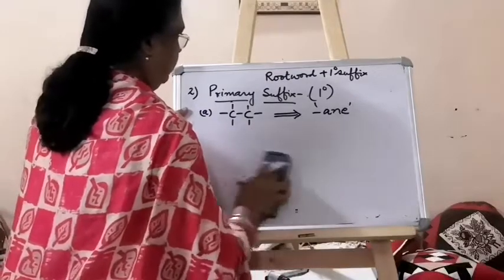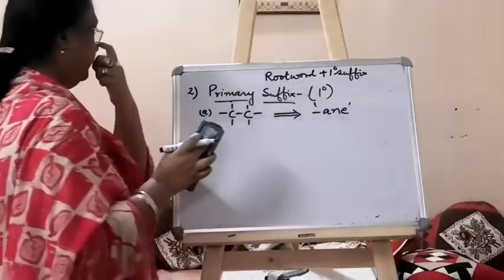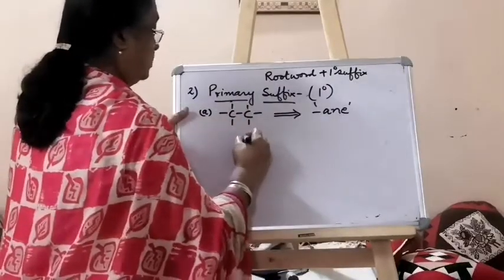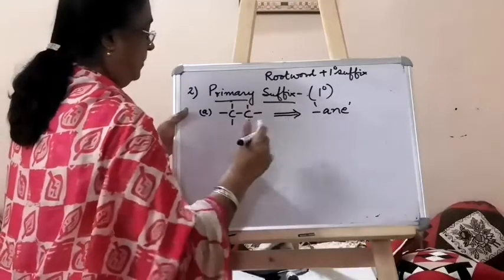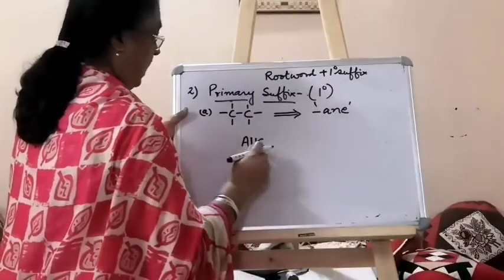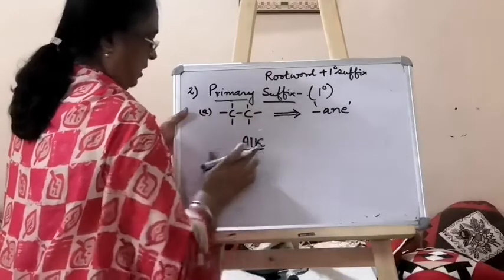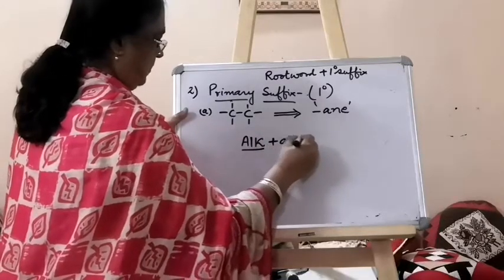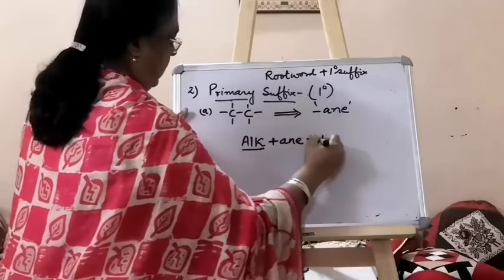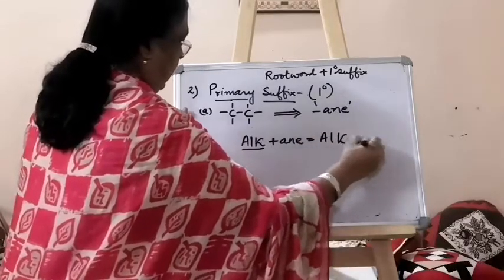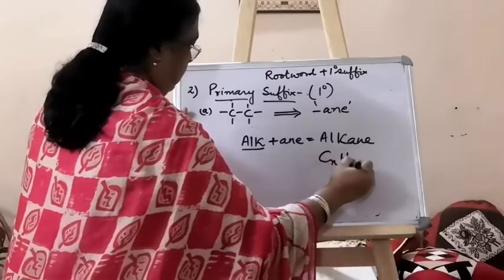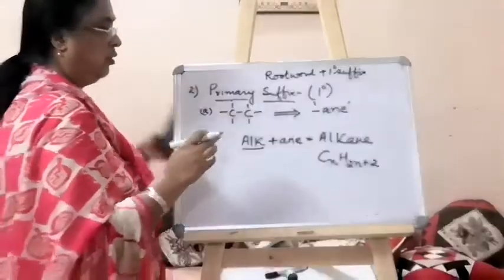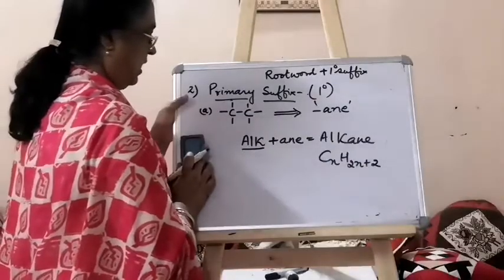So first of all, you will be looking for the root word. To the root word, you will be adding what? Primary suffix, and that is ane. And the generic name, for meth, eth, prop, is alk. This is the root word for the generic name of these compounds, and we will add primary suffix ane. So it will be alkane, you know that very well. And the general formula is CnH2n+2. I need not explain this to you in detail. You already have studied it in class 10 in detail.